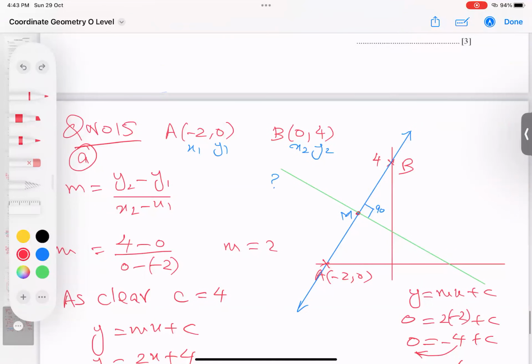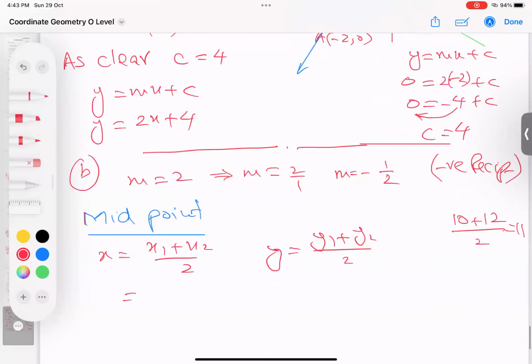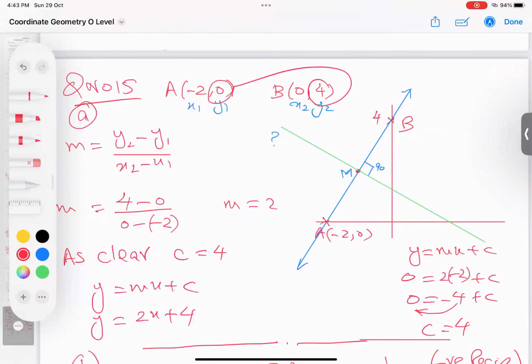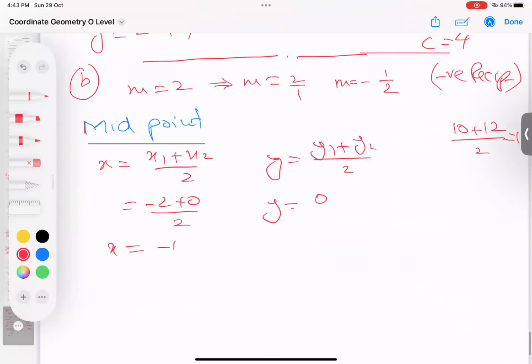And x1 is negative 2, x2 is 0. So negative 2 plus 0 divided by 2 gives the x midpoint. And in the same way, what are the y values? y1 plus y2, so 0 plus 4 divided by 2. And I got the y midpoint. So the midpoint is very clear, students: x is minus 1, y is 2.